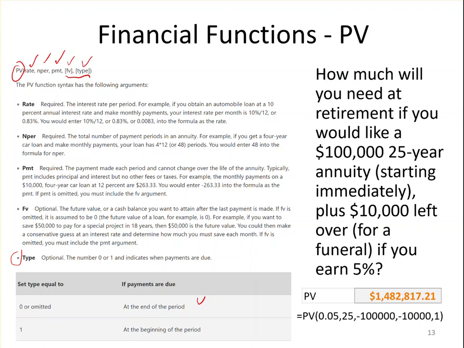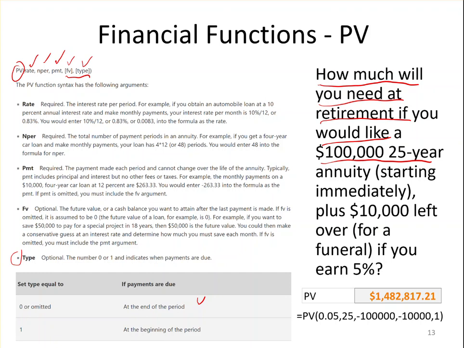How much will you need at retirement if you'd like a $100,000 25-year annuity? So again, let's look at this problem. How much will you need at retirement if you would like a $100,000 25-year annuity? So initially, it sounds like I'm going to do an FV problem, but I'm not. Because what I'm going to do is think about time traveling. Time travel to you're at age 65. And at that age, you determine that for the next 25 years, I want $100,000 a year for 25 years. How much will I need at age 65 to make those payments to age 90?